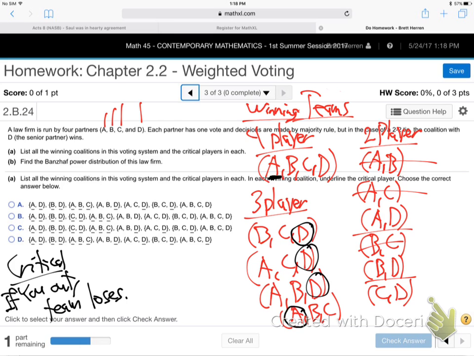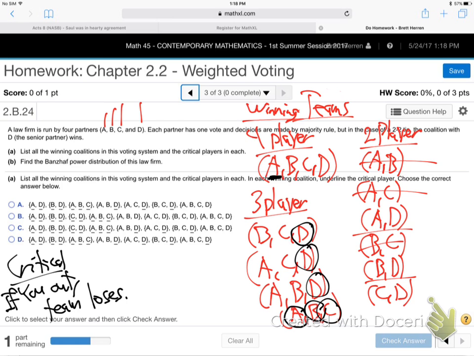Is A critical? If A doesn't show up, do B and C lose? They all are. B and C lose because they've only got 2 and they don't have D. So they lose. So A is critical. And whatever's true of A is going to be true of the other partners of the same rank. Right? A, B, and C are the same rank. They're all not the senior partner.